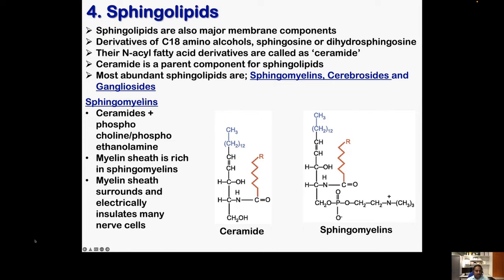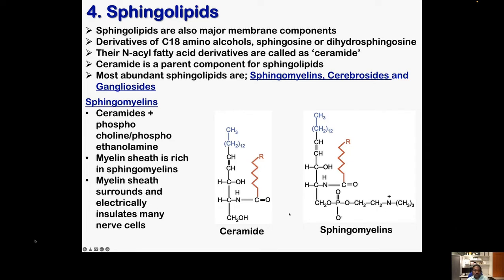What are sphingomyelins? Sphingomyelin is basically ceramide plus phosphocholine or phosphoethanolamine. That's what makes the sphingomyelin. You can see here that you have the ceramide unit because that's the parent unit, and it's going to be there, plus it has phosphocholine or phosphoethanolamine.